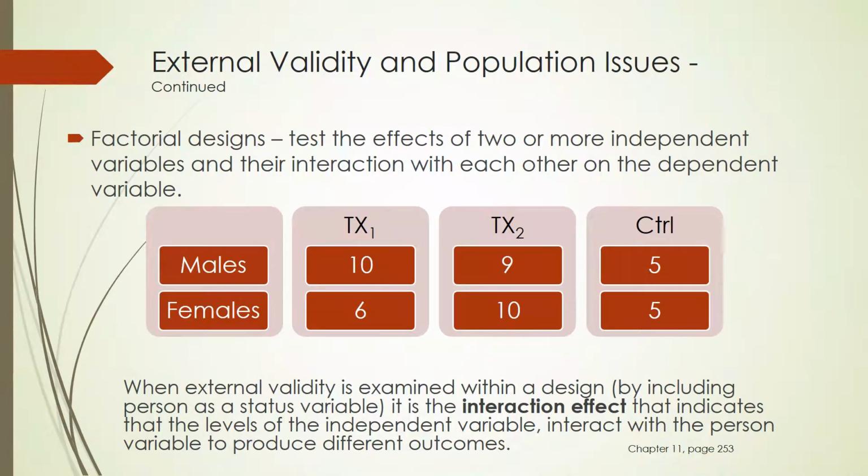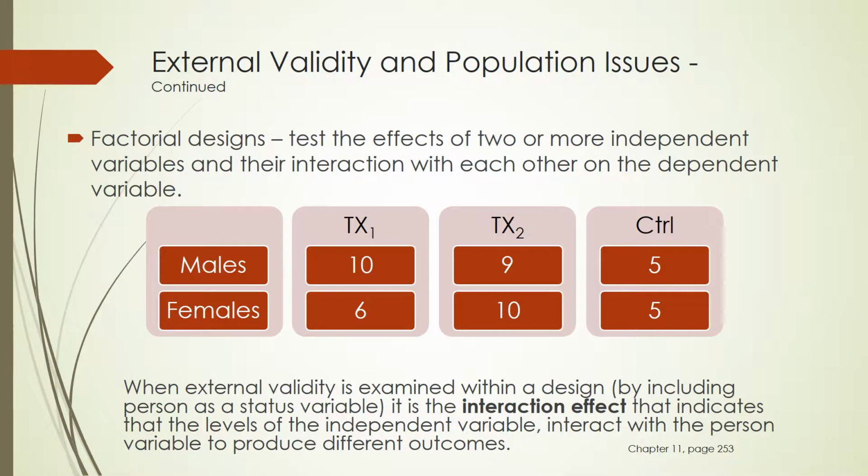External validity answers the question of whether the treatment has the same effect on all participants. In this example, it does not. Males responded better to treatment 1 and females responded better to treatment 2. Therefore, the results are not generalizable across gender.